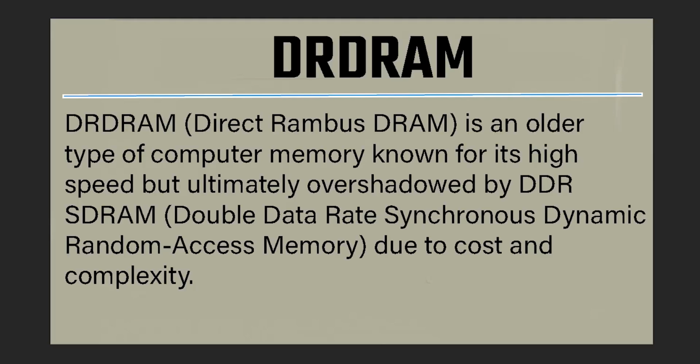The next one is DRAM. This is an older type of computer memory known for its high speed but ultimately overshadowed by DDR SDRAM, double data rate synchronous dynamic random access memory, due to cost and complexity.